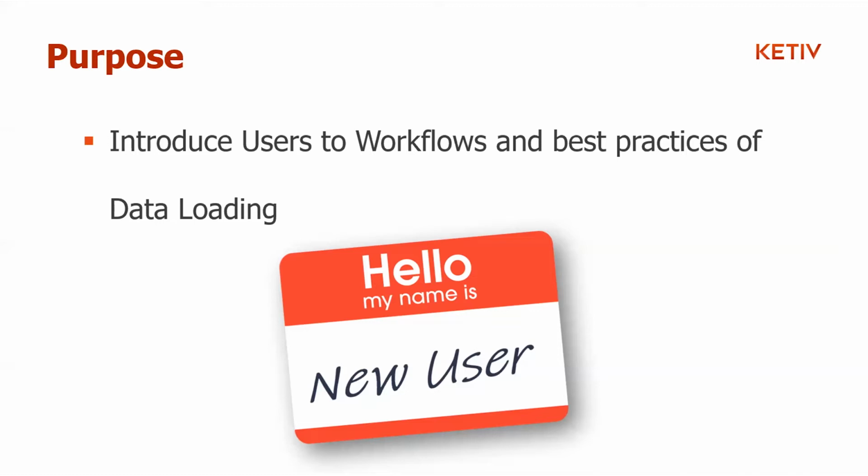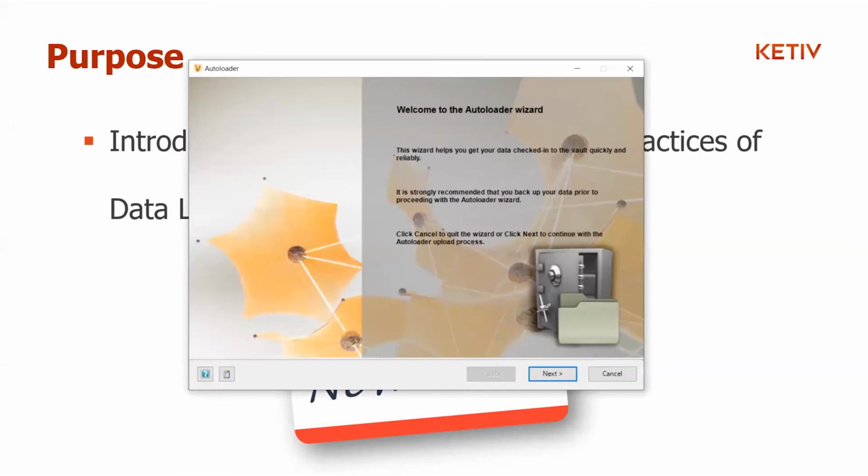Moving on here, we're going to, again, take a look at Autoloader. Typically, we're going to have a vault that is empty, so I'm going to show you guys what my vault is looking like right here. I'm doing this on Vault Professional 2020, but the interface for the Autoloader will be the same in Vault Basic or Vault Workgroup.